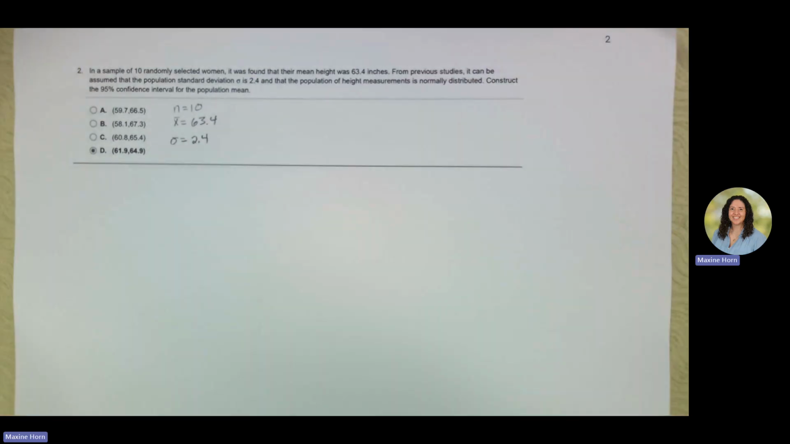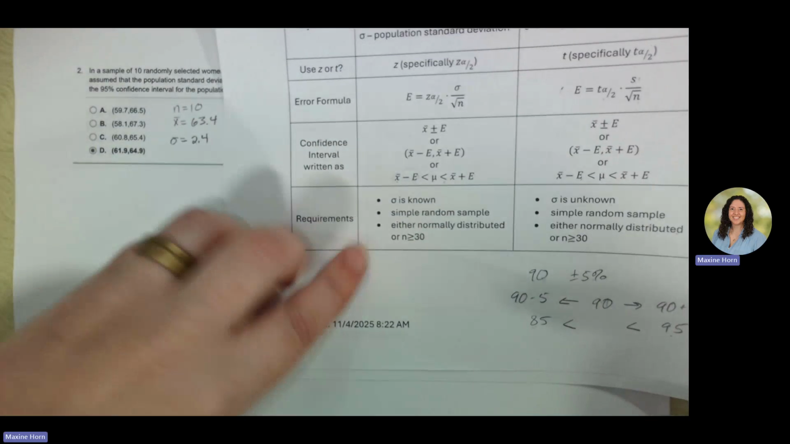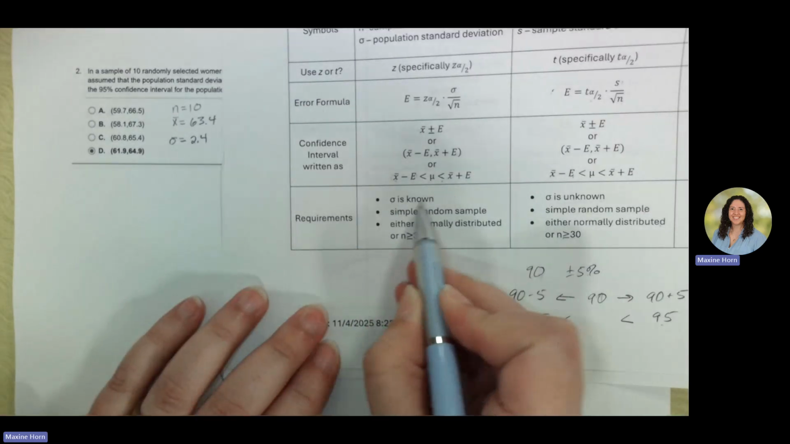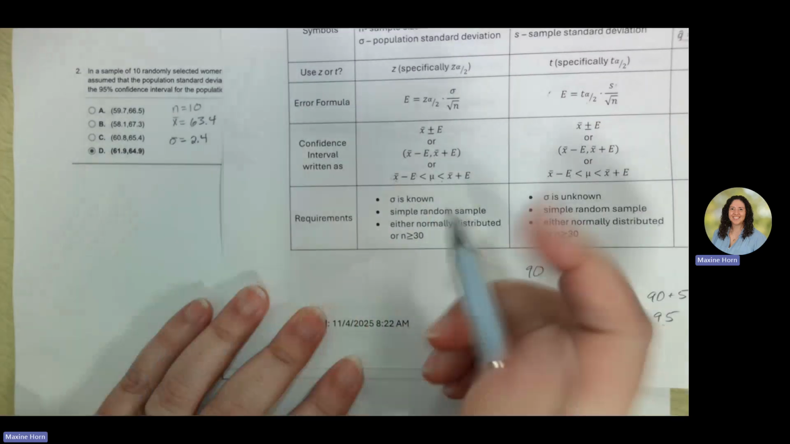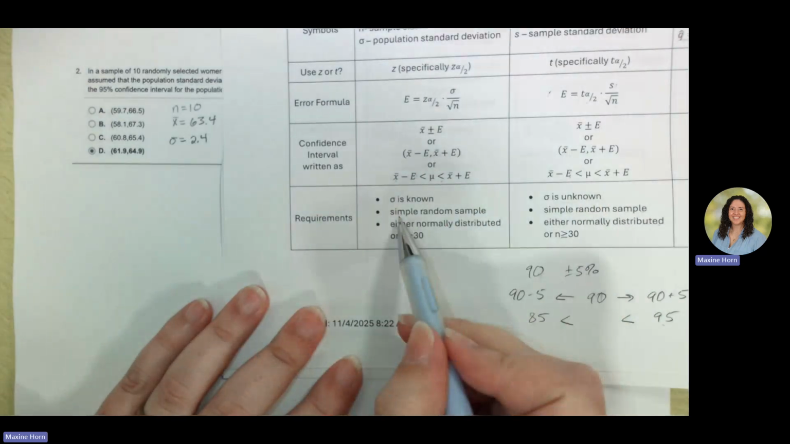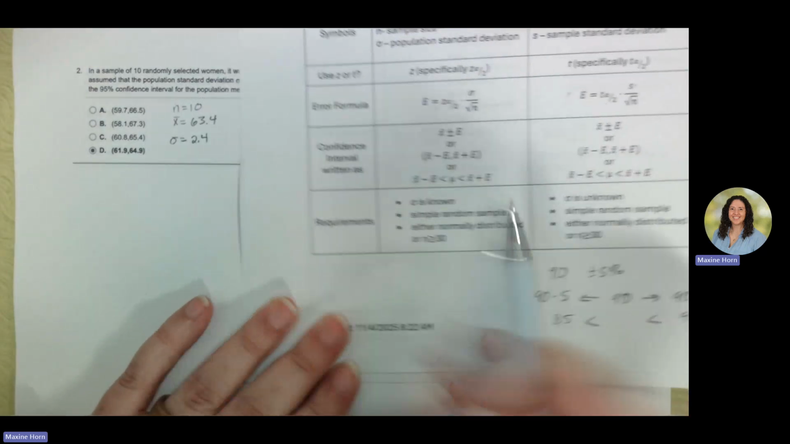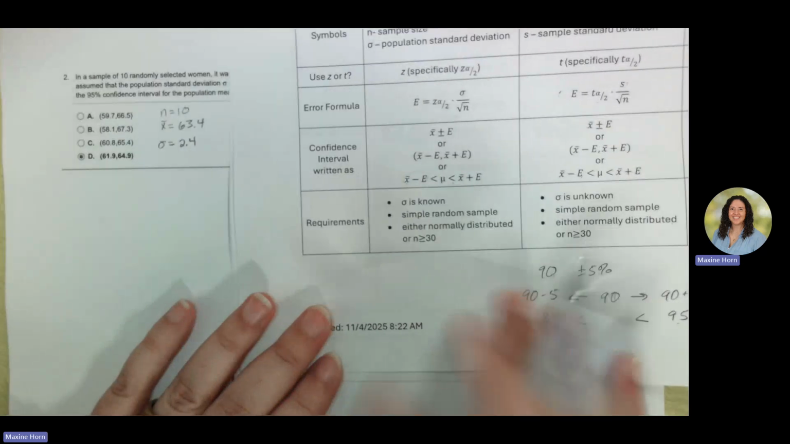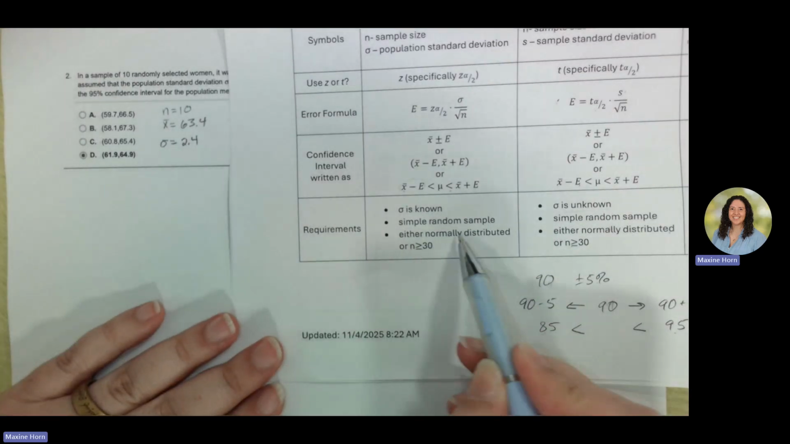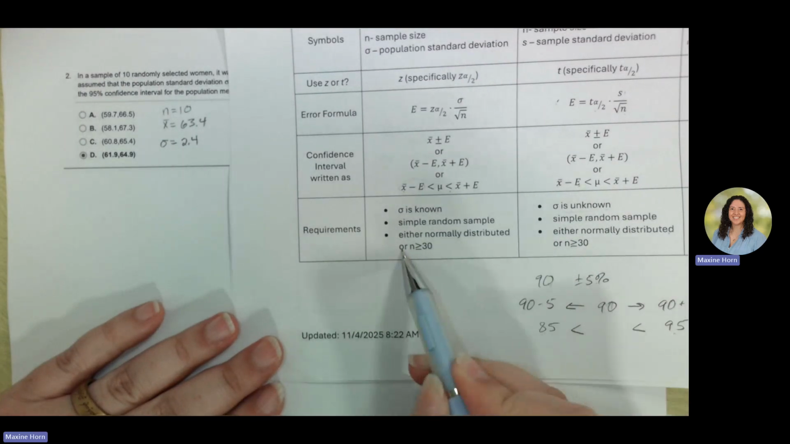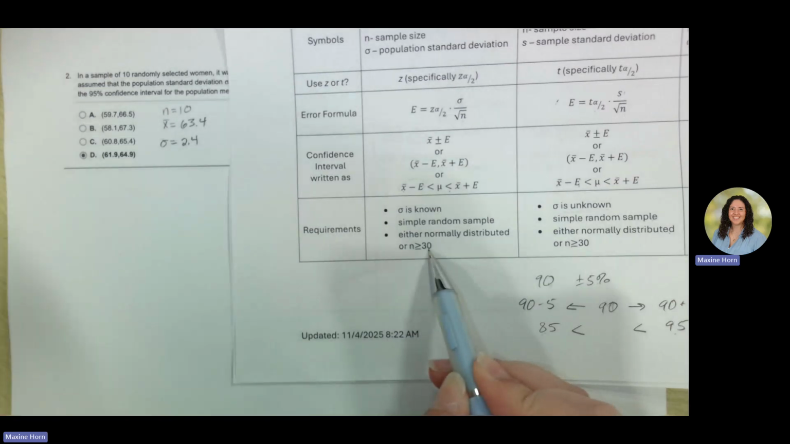So let's talk about that real quick. Remember our requirements? Our requirements are that we need to know our population standard deviation. Either we know it or we don't. In this case, we do, so we're in this column. It needs to be a simple random sample. Yes, it's random. And we need to check one of these boxes.